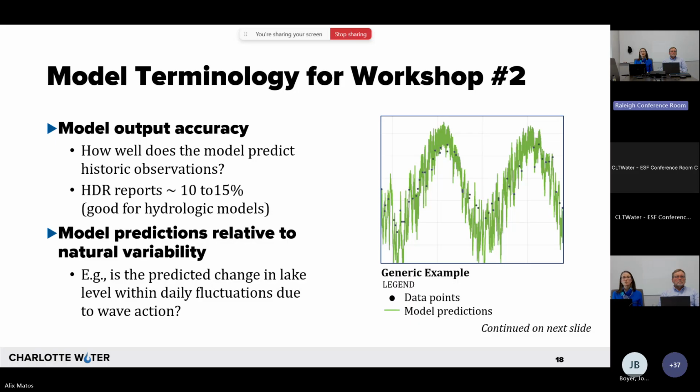We'll also talk about model predictions relative to natural variability. So for example, on a windy day in a large reservoir, you can get waves that are several inches high. And so if your model is predicting a change of an inch or two, then you can keep that in the context of what's happening naturally anyway.